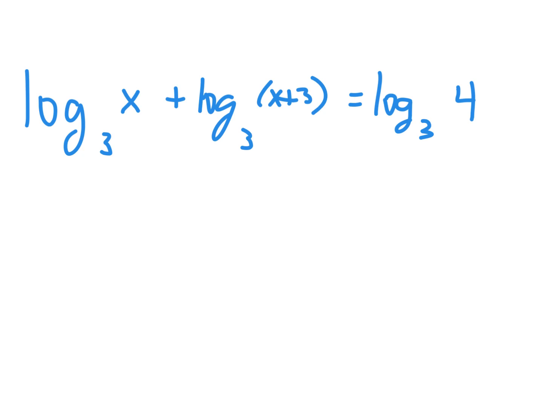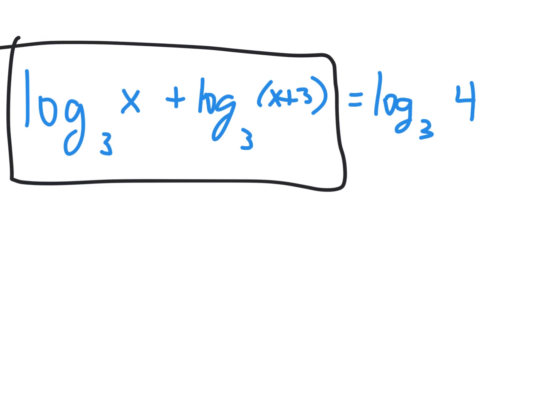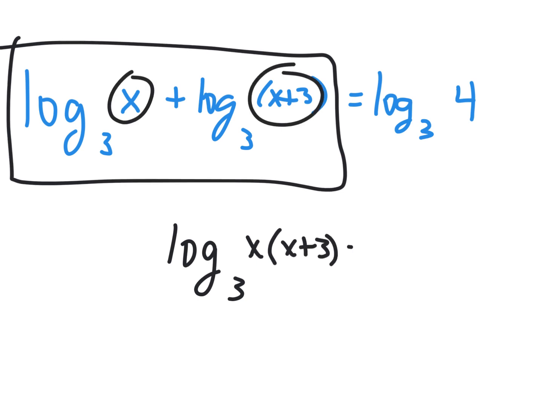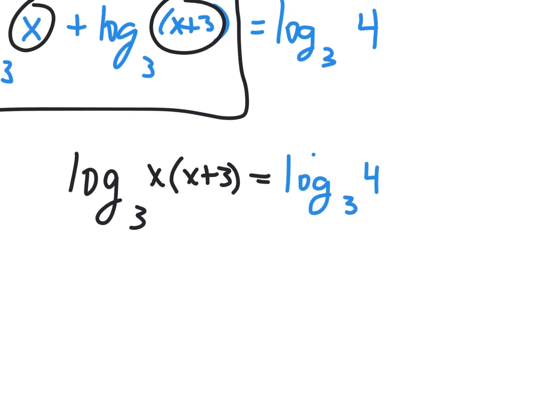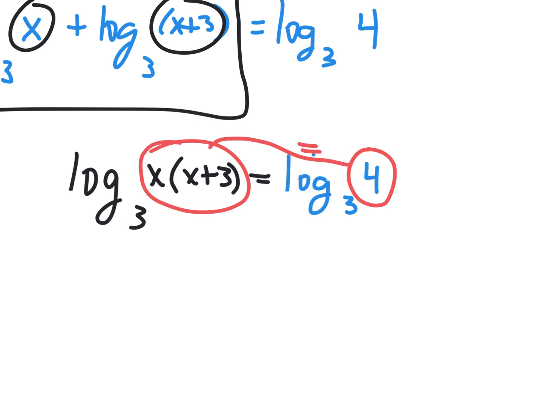All right, I'm getting verified that it did work. So if yours didn't, here's some thoughts. First, you should have combined it to log base 3 of x times x plus 3. These two parts get multiplied. And then this is just bringing it down, just copying it down. Then, since the logs have the same base, that is equal to that. You just simply set that equal to that. So x squared plus 3x equals 4.